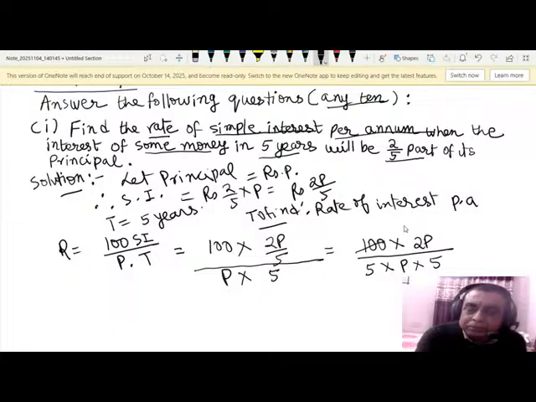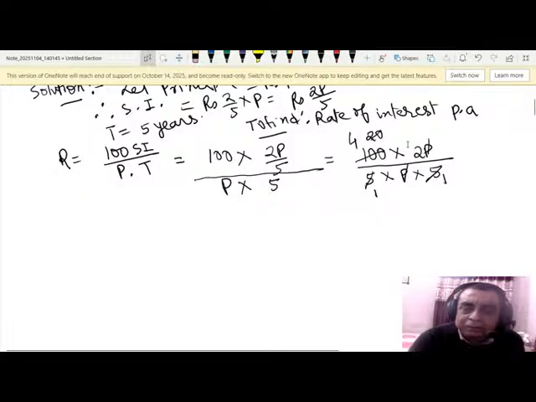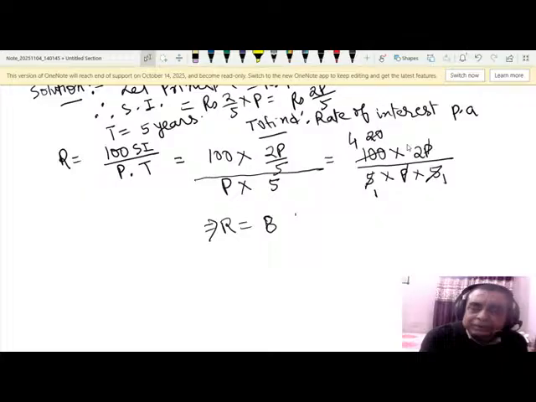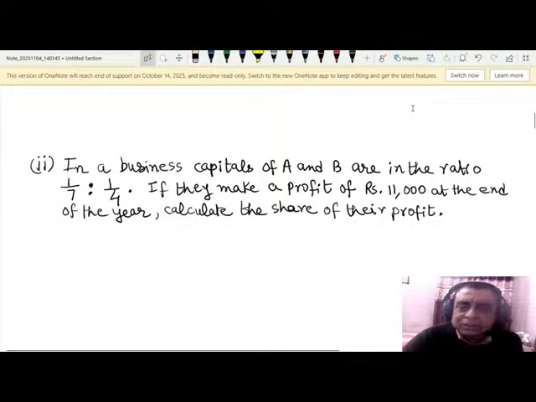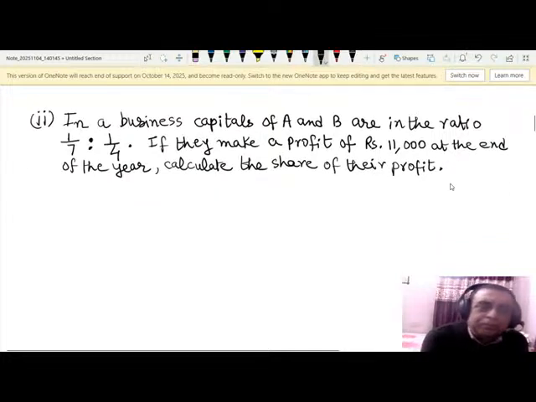Divide 100 by 5. You get 20. Again divide 20 by 5. You will get 4. And P gets cut out. So the R value is 4 times 2, which is 8. 8% per annum. So the answer is the rate is 8% per annum. So that is the answer of question number 1 of question 4, first part.